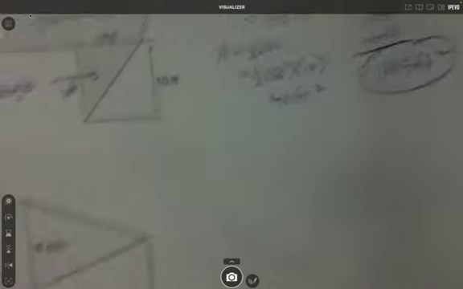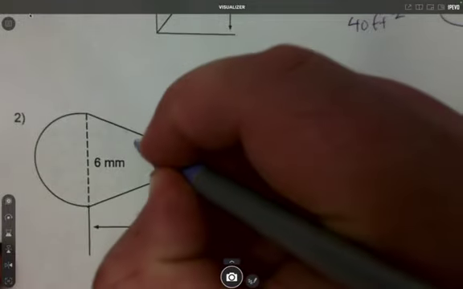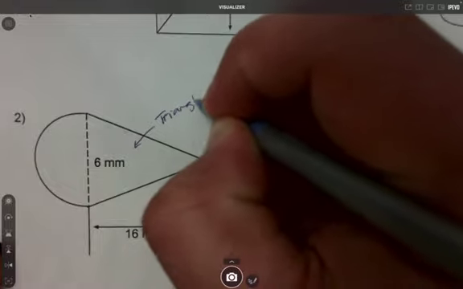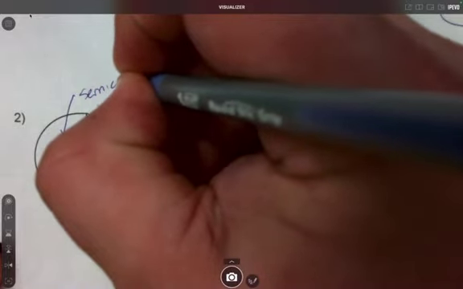Okay, on number 2. We have two shapes. We have a triangle. And here we have a semicircle, meaning half of a circle.